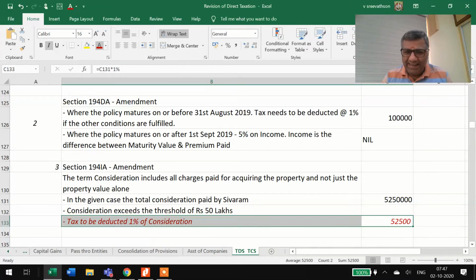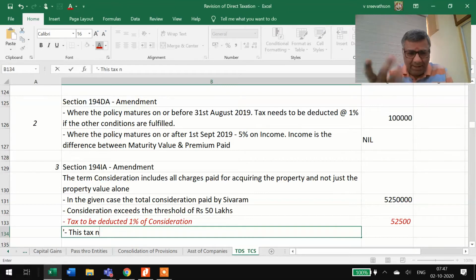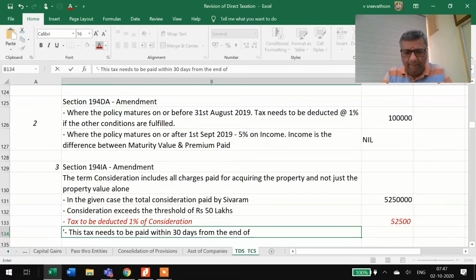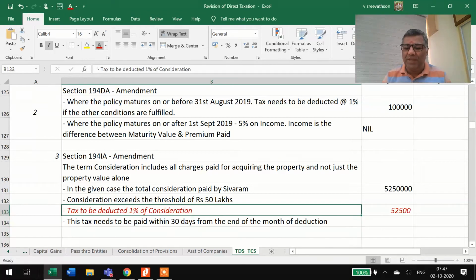Technically, I will tell one extra point. I thought I had written this tax point, but I forgot to write it. Tax needs to be paid within 30 days from the end of the month. So today, 2nd October, I deduct; I need to pay before November 30th. And at the registrar office, you provide me the proof, then only I register.